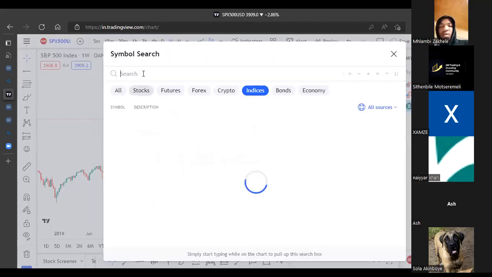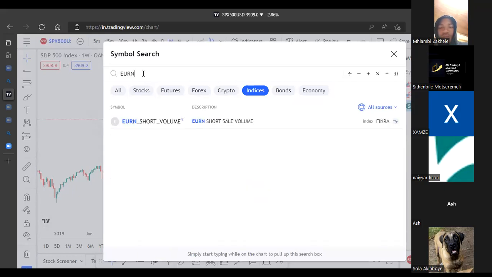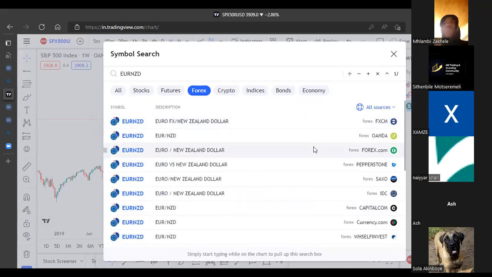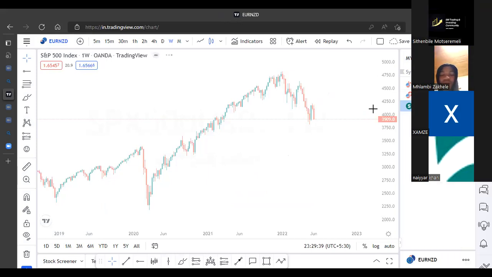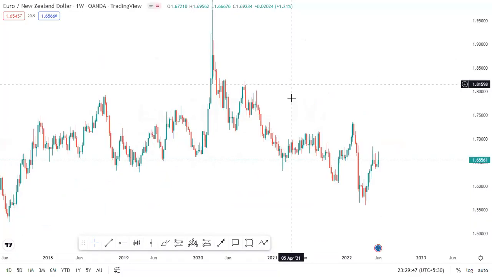There was someone who requested EUR/NZD. USD is a buy. Let's see the analysis. I think it's going to drop. It's going to go down a little bit, then buy. Okay, let me analyze it.